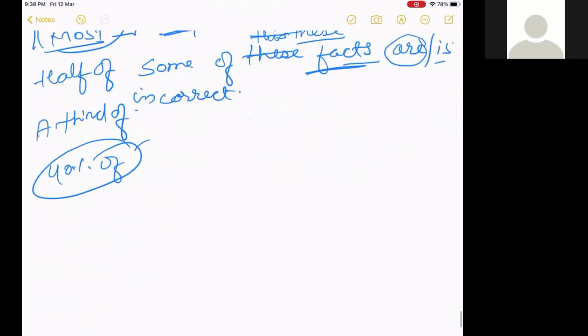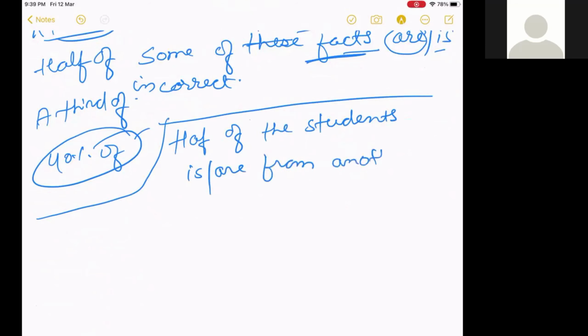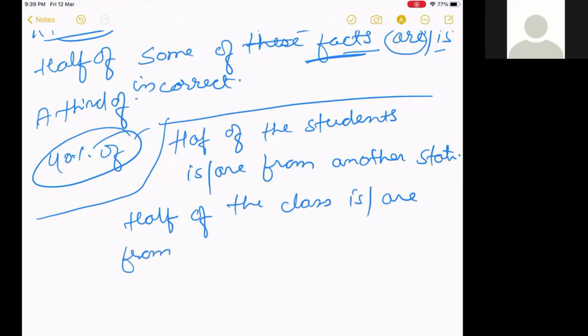For example, one more example I'll give you. Maybe this will make things brighter. Half of the students is or are from another state? Half of the class is or are from another state? Tell me.